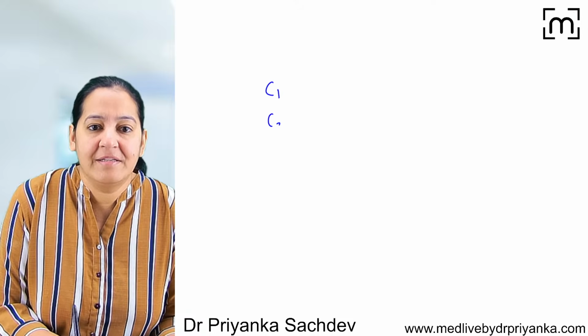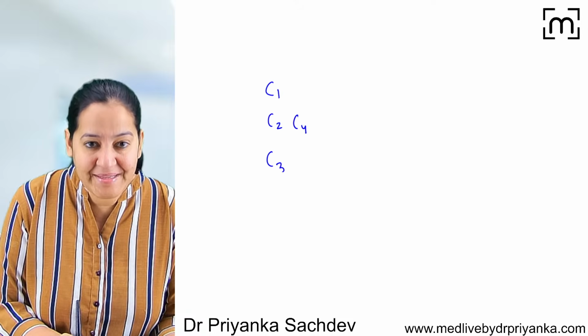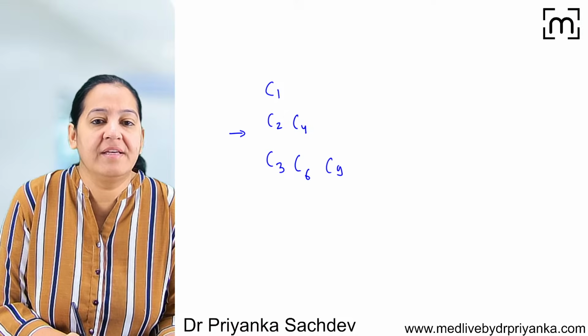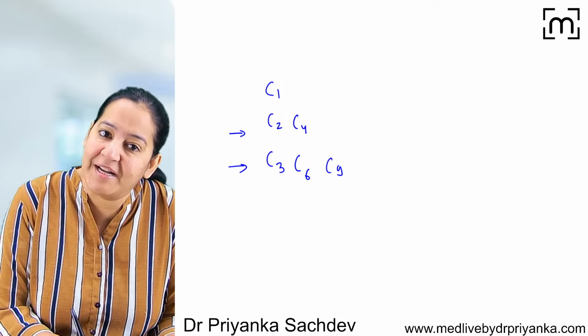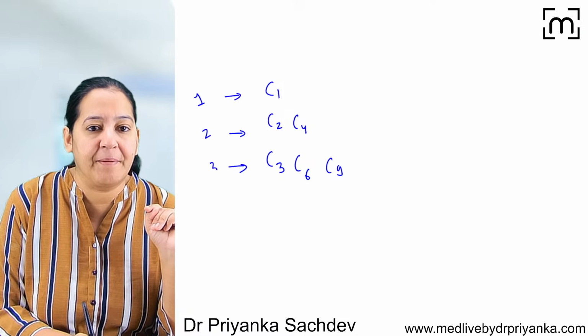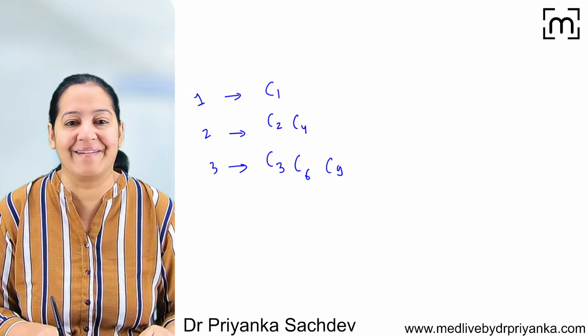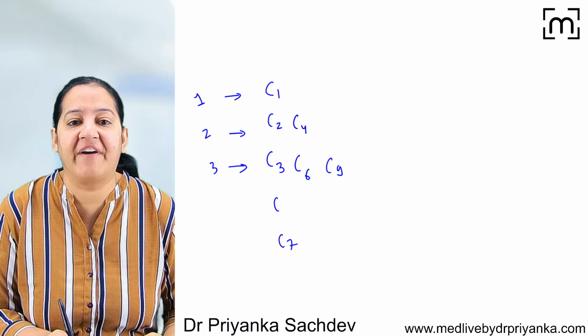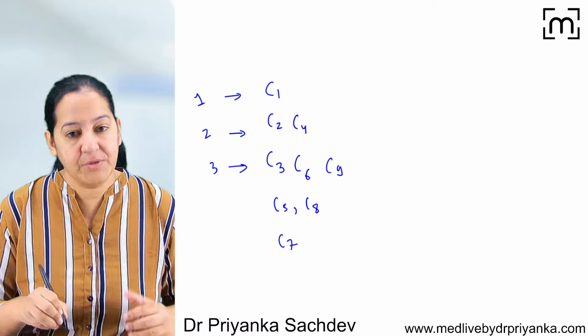How many of you got it? We will try. Tell me C1, tell me C2 and C4, tell me C3, C6, C9. These are the multiples of 2. These are the multiples of 3. And this is the multiple of 1. So multiple of 1, multiple of 2, multiple of 3. This is how I learn. C7 we don't know. And what is left? C5 and C8. This is how I learn.